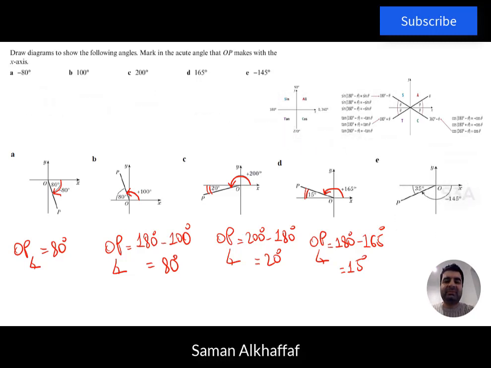For part E, we have the negative 145, so that starts in the clockwise direction, which is shown here. And now we need to find the angle that OP makes with the x-axis. So we'll have 180 degrees take away 145 degrees, and that will give us 35 degrees for the angle that OP makes with the x-axis, and this will be our answer for this question.